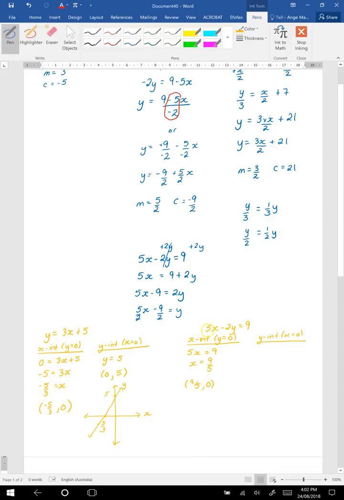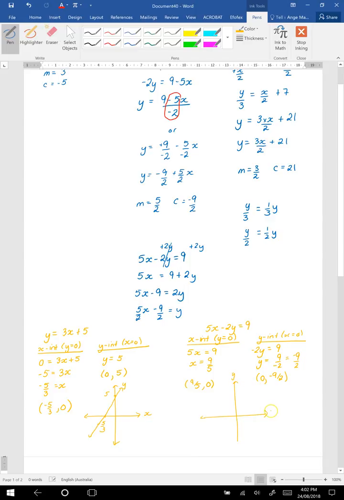Y-intercept, x equals 0, so 5 times 0 is 0. Now just be careful here, because you can't ignore that negative. So minus 2y equals 9. Therefore, y equals 9 divided by minus 2. And a better way to write that, well, I like to write it as minus 9 on 2. Technically, it should be minus sort of in the middle, but we get a bit sloppy. So 0, minus 9 on 2. Done.